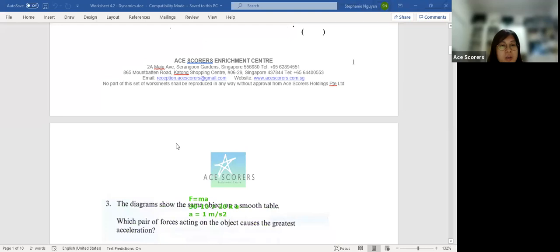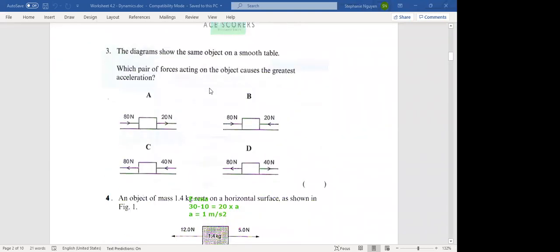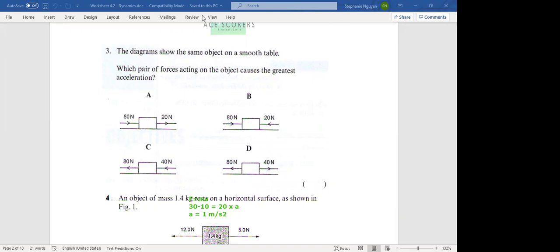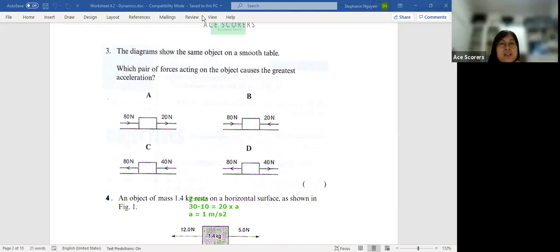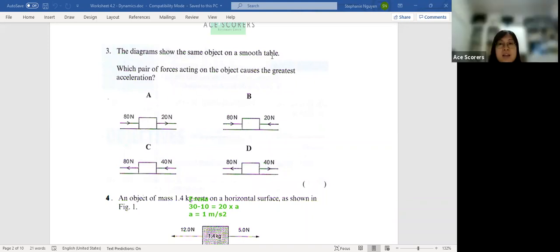Let's move on to question 3. Now, what is the answer for 3? The greatest acceleration. So the mass is actually constant for all the 4 options, right? But it's the resultant force. Can already? Yeah, okay, can. Right, so I was saying that for question 3, what is the answer?